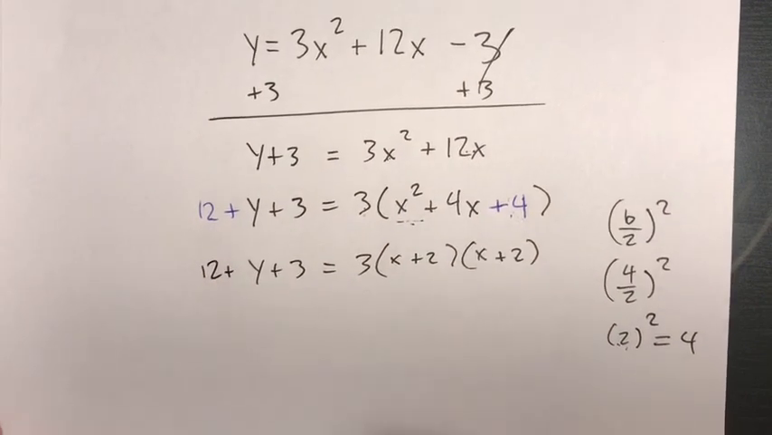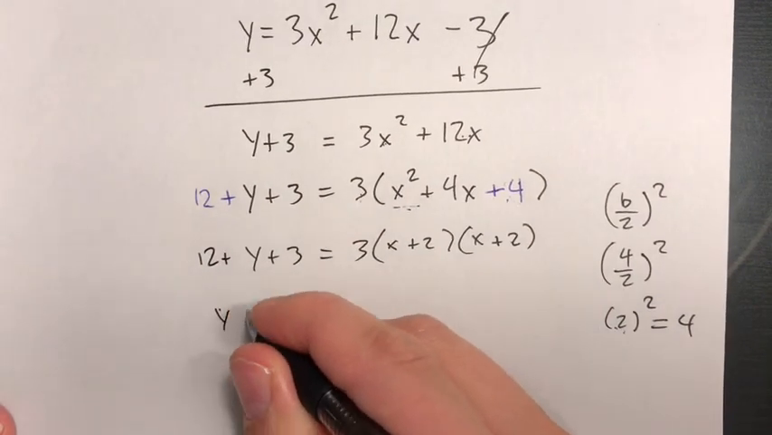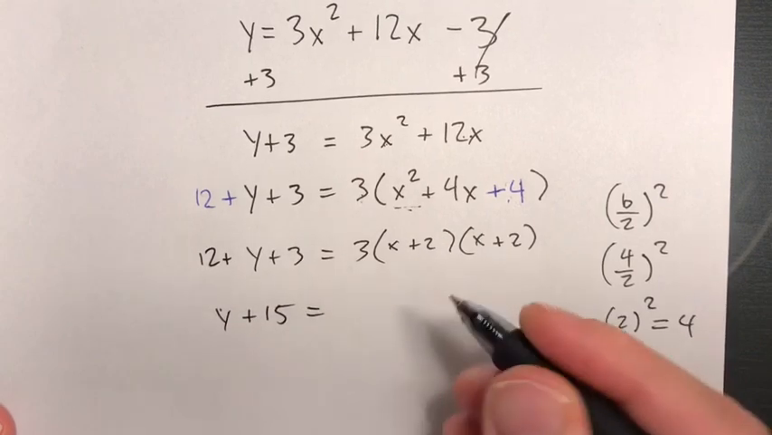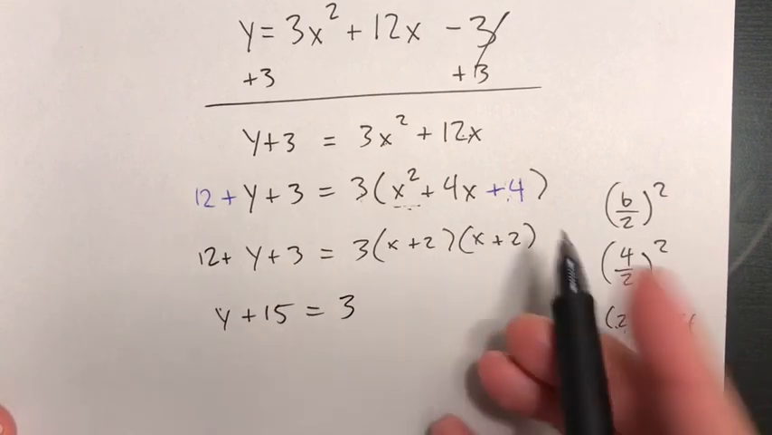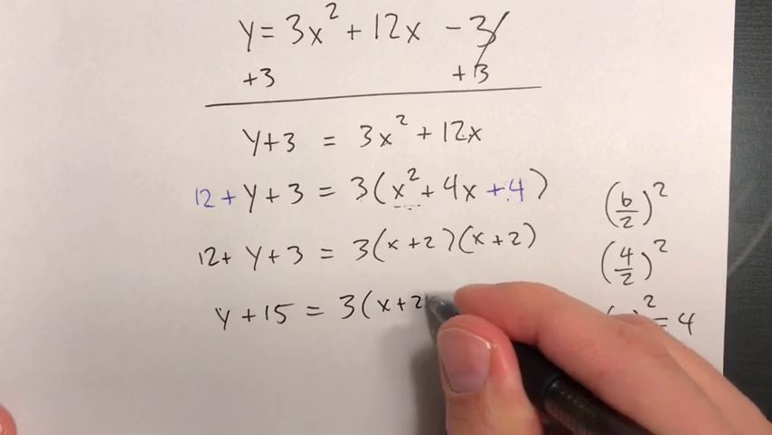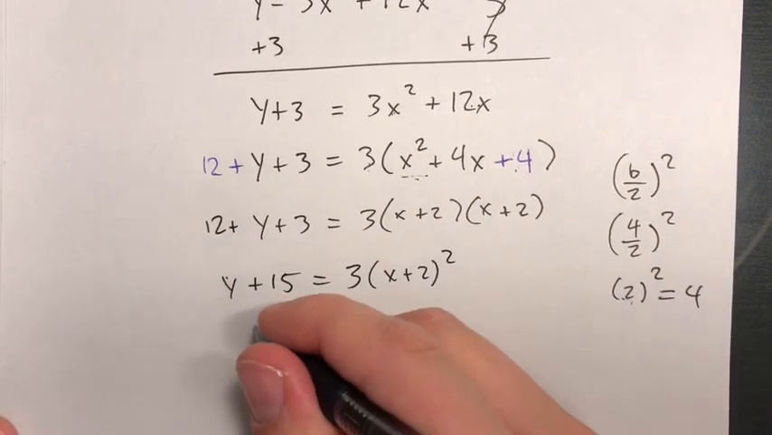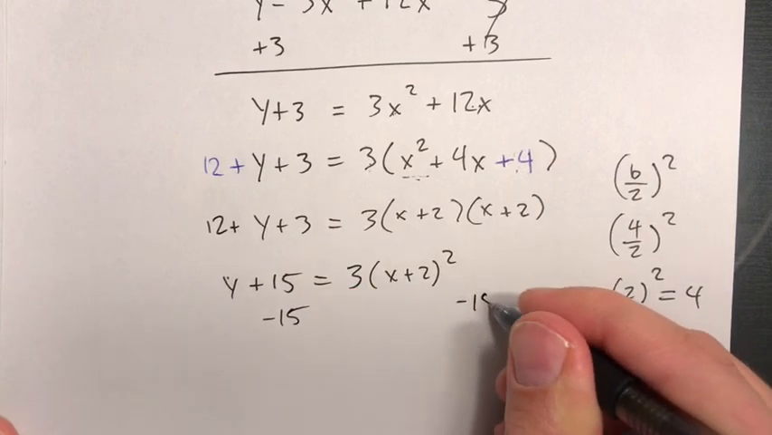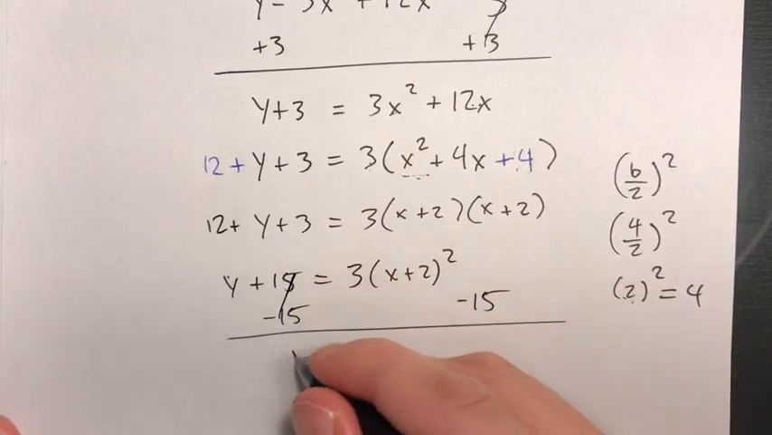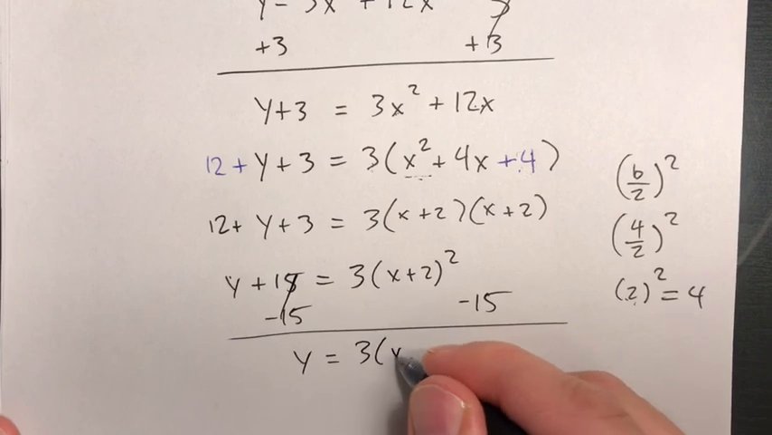I'm going to combine like terms. It would be y plus 15 equals 3. I'm going to write this as a square, x plus 2 quantity squared. And then last but not least, I'm going to move this 15 over, okay? So this would be an extremely advanced example because of all the moving parts.